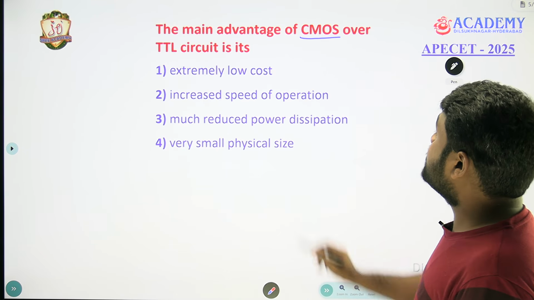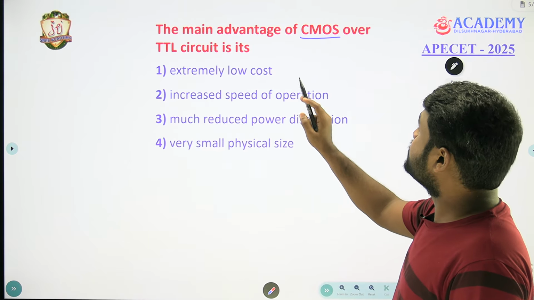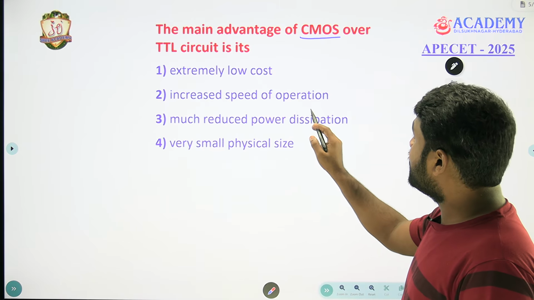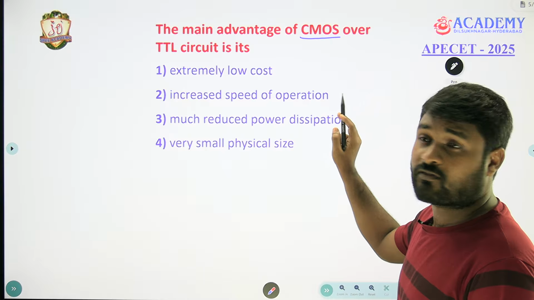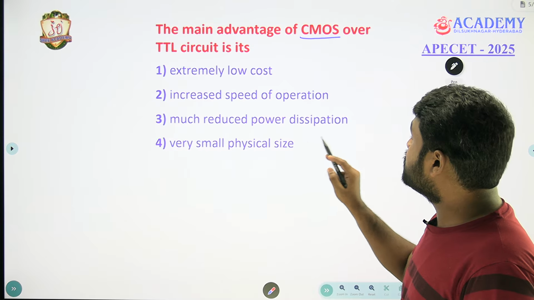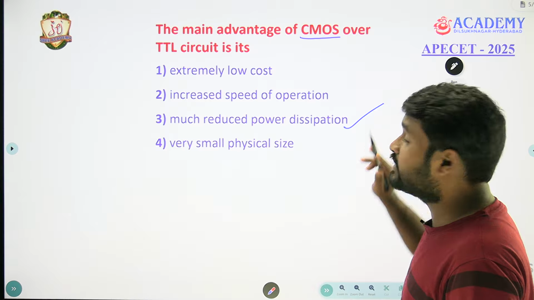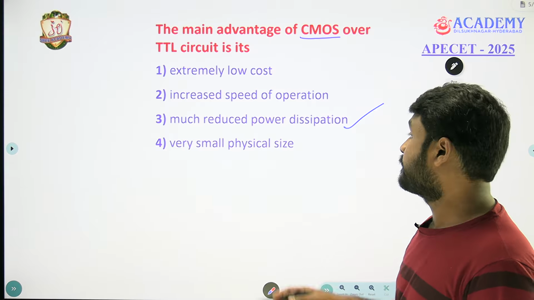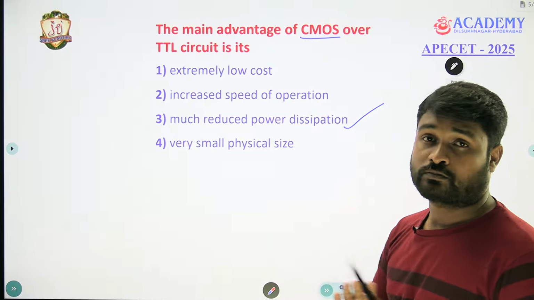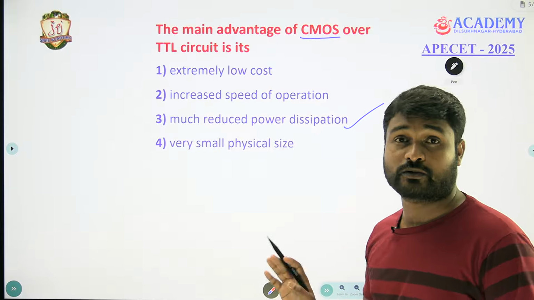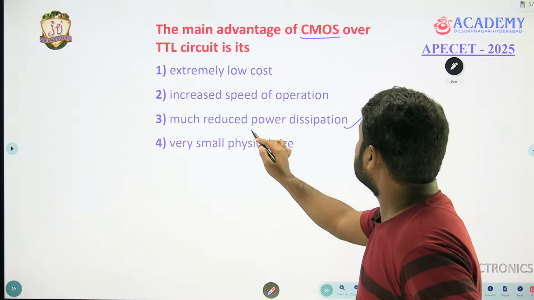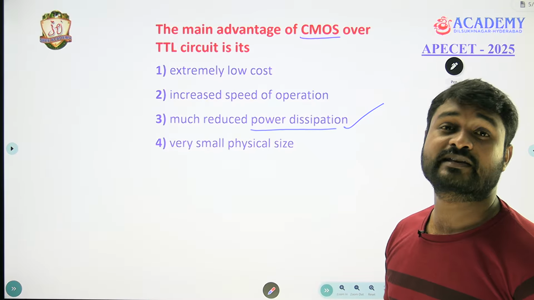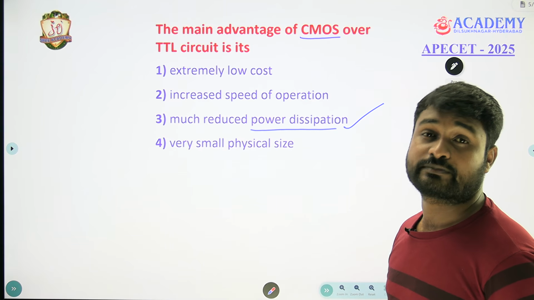Extremely low cost, advantage of TTL? No. Increased speed of operation? CMOS is nowhere faster than TTL. Much reduced power dissipation: this is correct. Power dissipation is less in CMOS, while TTL will take more power. Very small physical size? No, it is not smaller compared to TTL. So, power-wise only it is an advantage for CMOS. In all other cases, TTL is better.